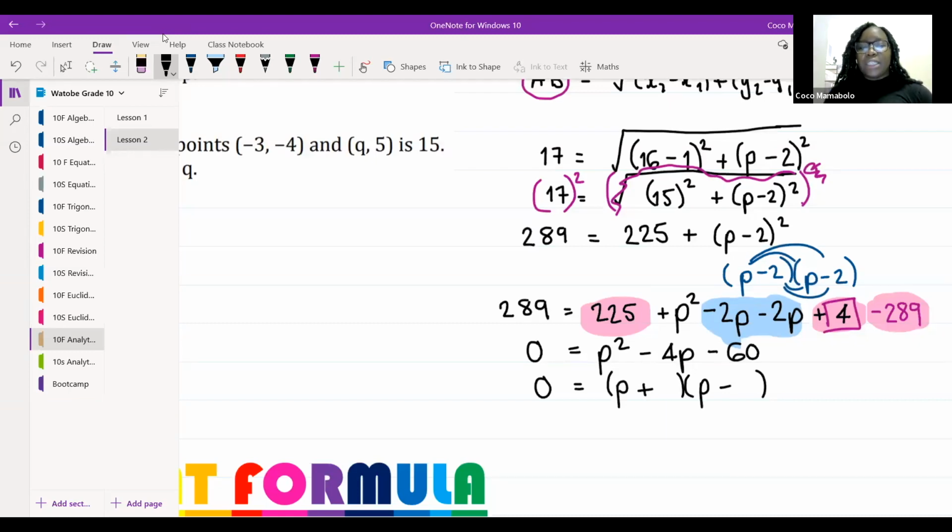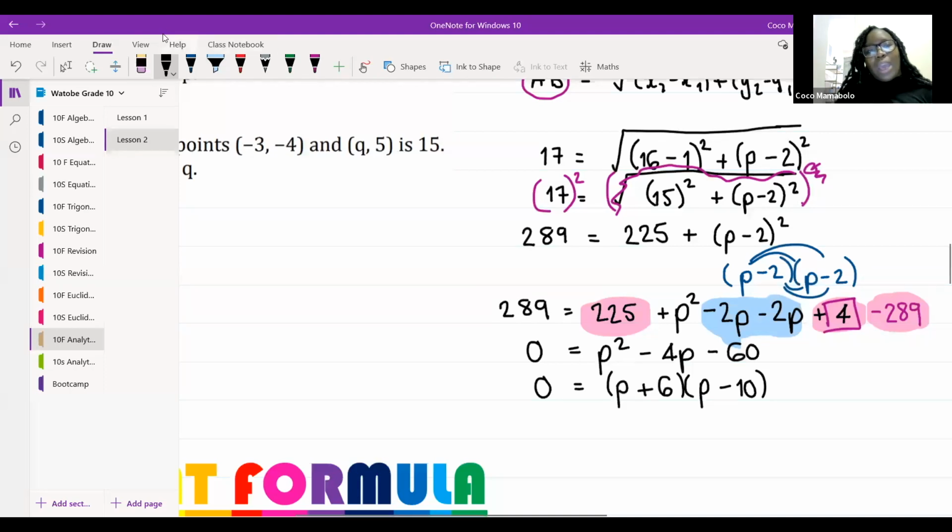4 and 15 is not going to give us negative 4, Mawande. That's it. Rorisang has got the correct ones. Okay. Good. So I'm going to have a positive 6 and a negative 10 because I want negative 4p.